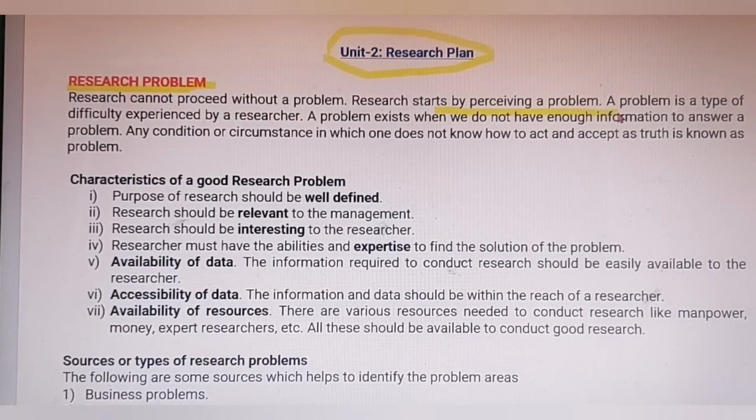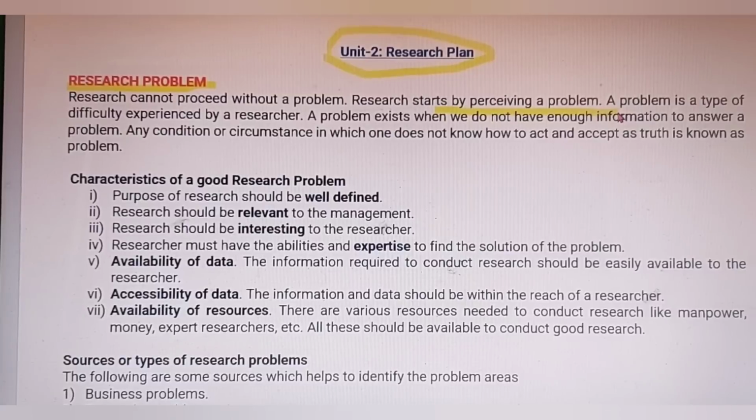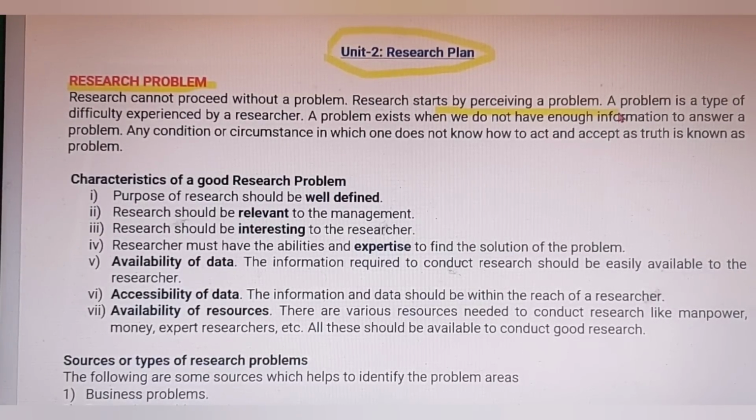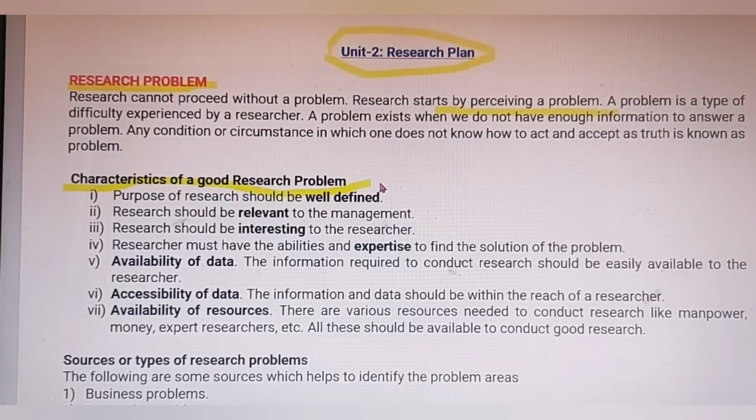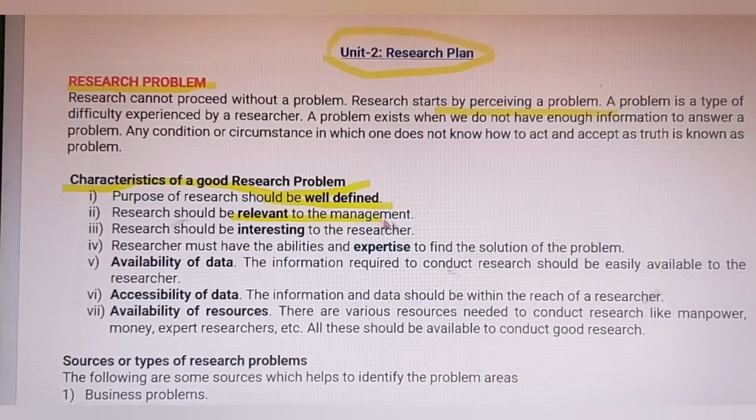Okay, as long as the problem is there, we need to find the solution of the problem, and for that we need research. Now, what are the different characteristics or features of a good research problem? I have written here 7 characteristics. The first one is the purpose of the research should be well defined. It must be objective. The second one is the research must be relevant to the management. That means it should be useful to the management.